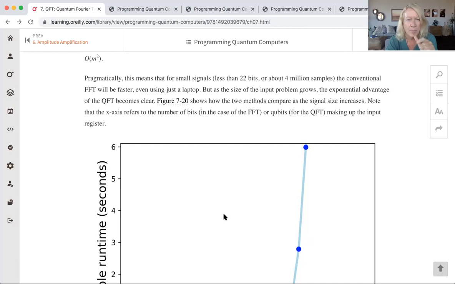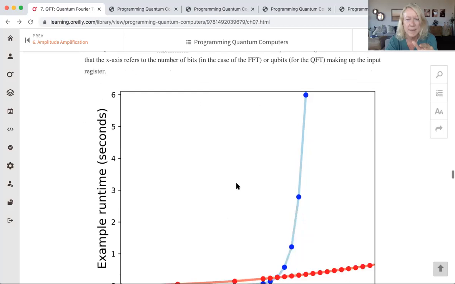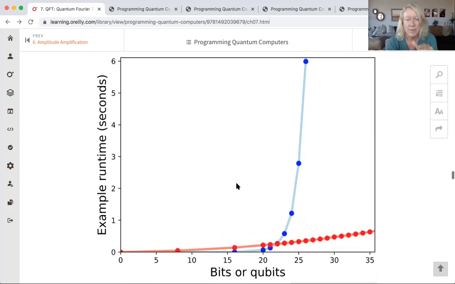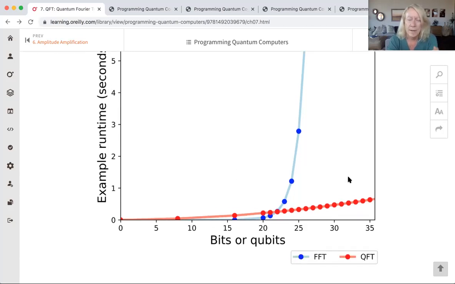The x-axis refers to the number of bits in case of the FFT or qubits. And this is the sort of whole reason we're doing this. This is why we're here. So again, when problems are factored and a portion of the problem is implemented in quantum or with QPUs, problems that require factorization, like encryption problems, this is why people are interested, because of the speed increase that you get out of QFT. So that part made sense to me.